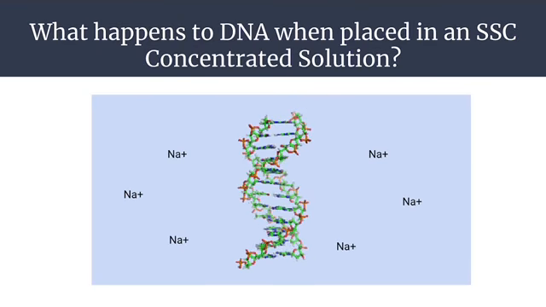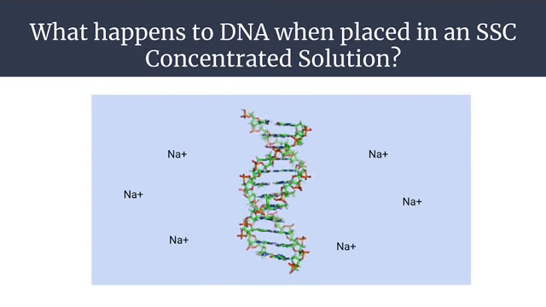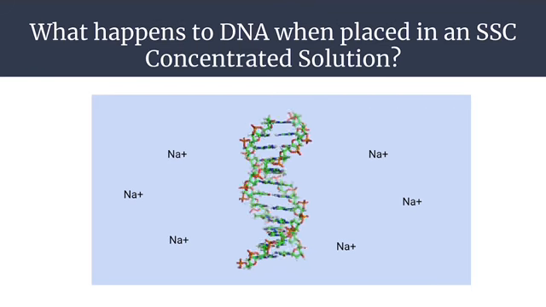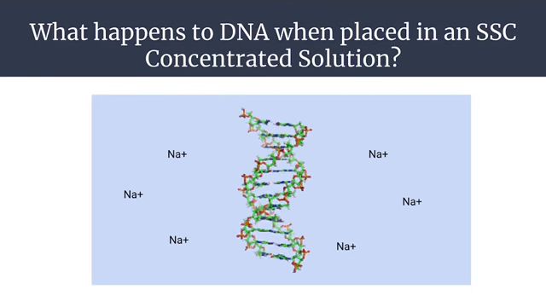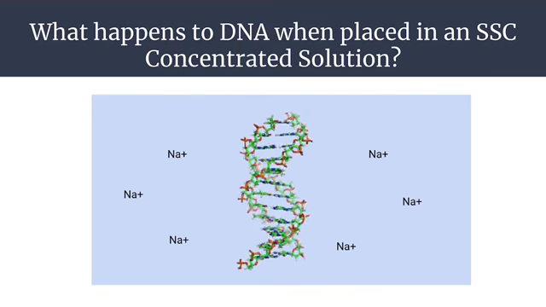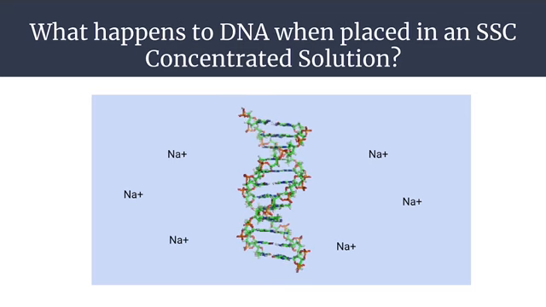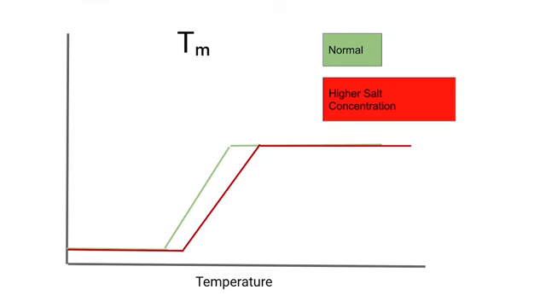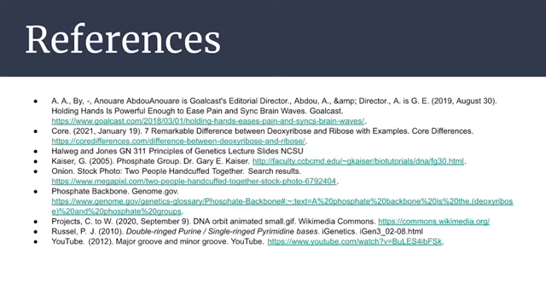Due to the negative charge of the phosphate group, DNA has a negative charge. If DNA was placed in a concentrated saline sodium solution, it would become more stabilized due to the positive charge of the sodium. The higher stability of the DNA allows for an increase in temperature before denaturing occurs, which we can see in this graph. The green line represents the normal, and the red line represents the higher salt concentration.